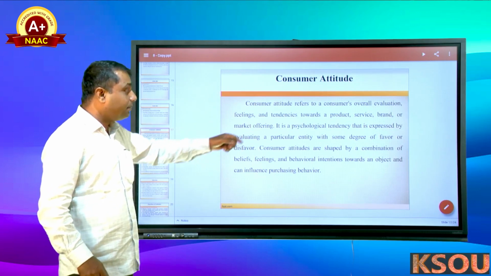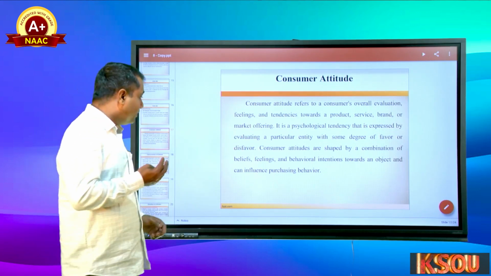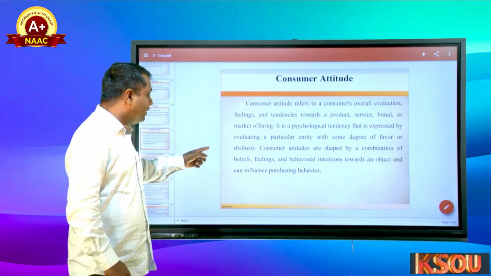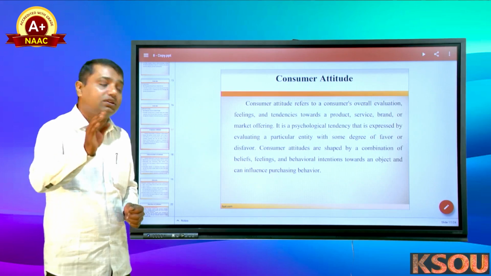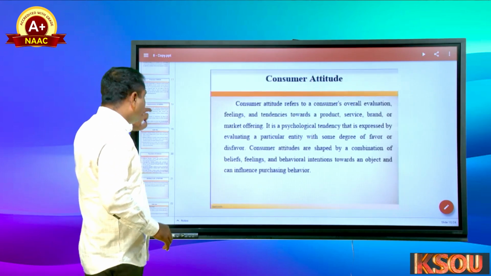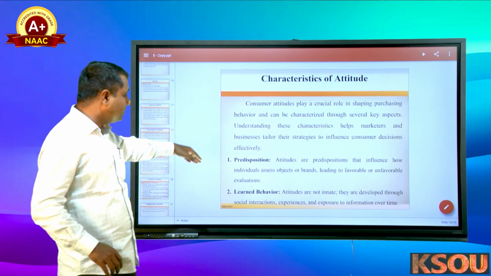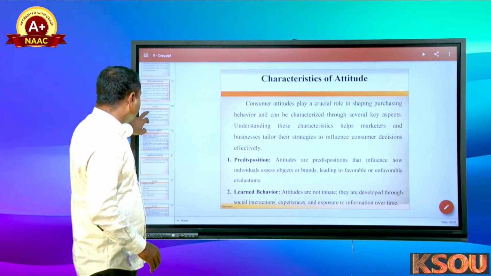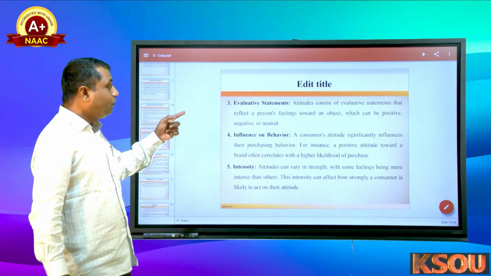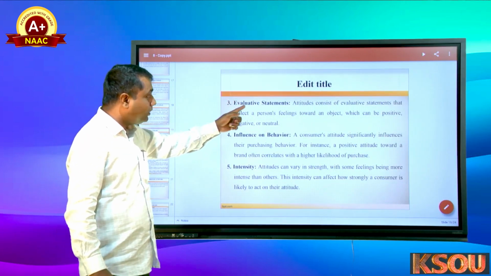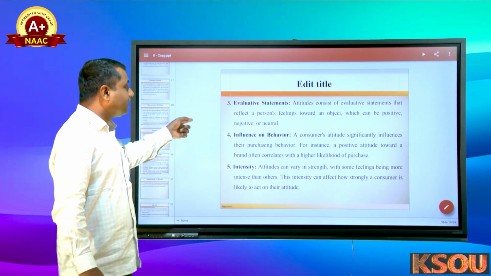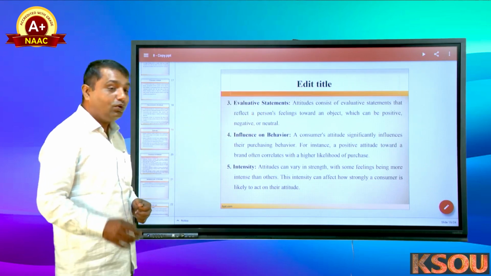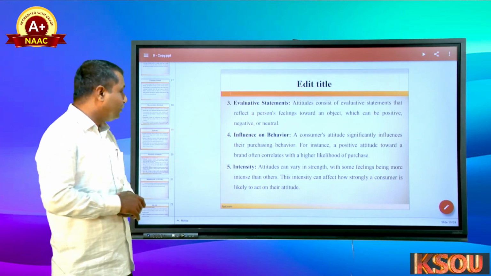Consumer attitudes are shaped by a combination of beliefs, feelings and behavioral intentions towards objects, which can influence the purchasing behavior of customers. Characteristics of attitudes: one is predisposition, learned behavior, and evaluative statements. That means attitude constitutes evaluative statements that reflect personal feelings towards an object, which can be positive, negative or sometimes neutral.